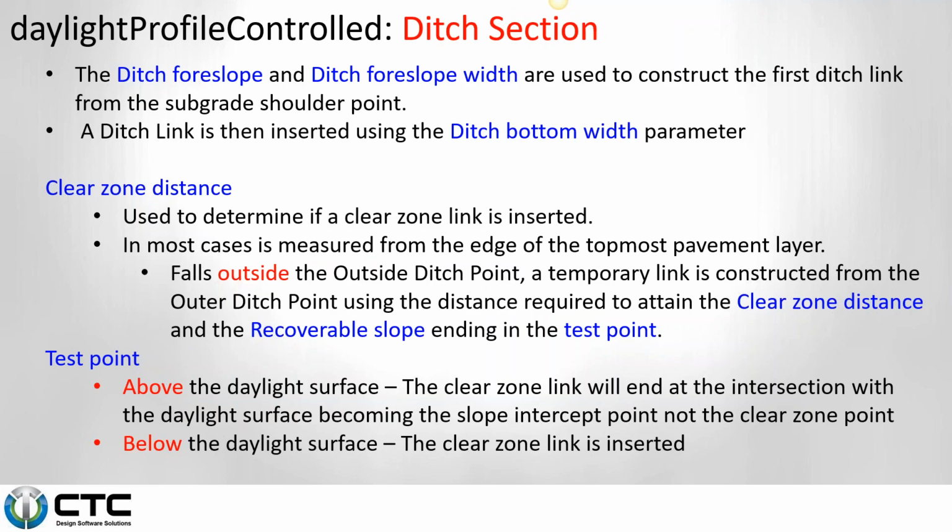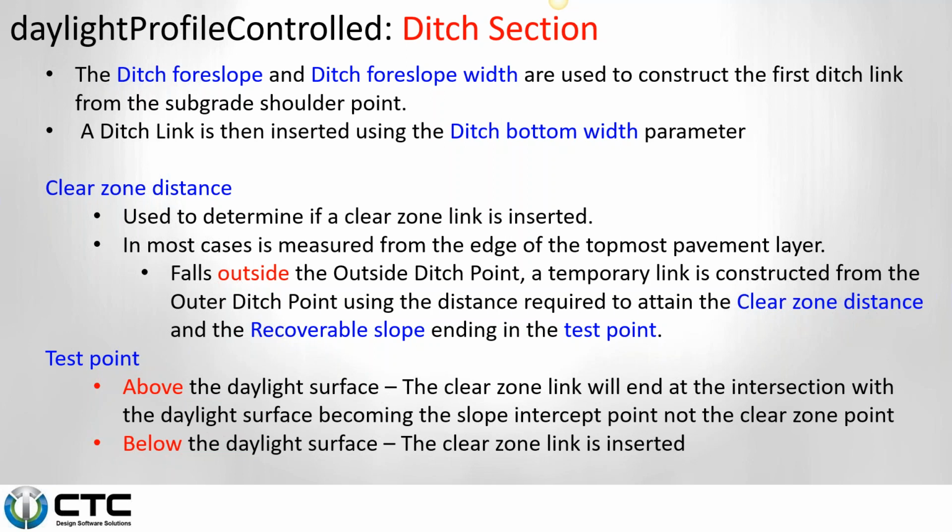In a ditch section, the ditch force slope and the ditch force slope width are used. A ditch link is then inserted using the ditch bottom width parameter. The clear zone distance is used to determine if the clear zone link is inserted. In most cases, it is measured from the edge of the topmost pavement. So again, the edge of travel way.